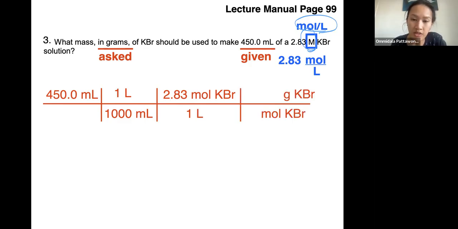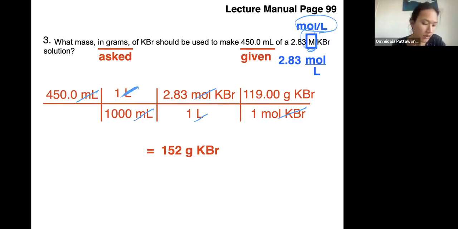Okay, so the next one is to convert from mole to grams by using the molar mass. So add potassium and bromine together, you are going to get 119. Okay, so if you check the units, liter cancels out, mole cancels out, and you are going to end up with the grams of potassium bromide. And this is going to come out to be 150.